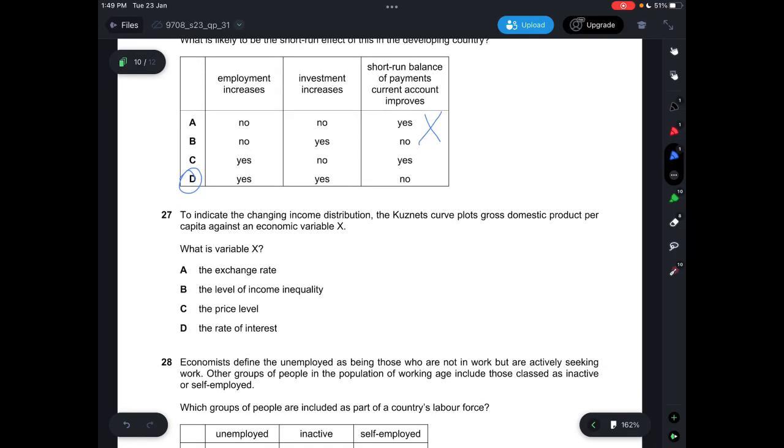Question 27, to indicate the changing income distribution, the Kuznets curve plots gross domestic product per capita against an economic variable X. Your economic variable X here would have to be the level of income inequality, because your Kuznets curve is designed to determine the level of income inequality in that particular country. So answer is B.